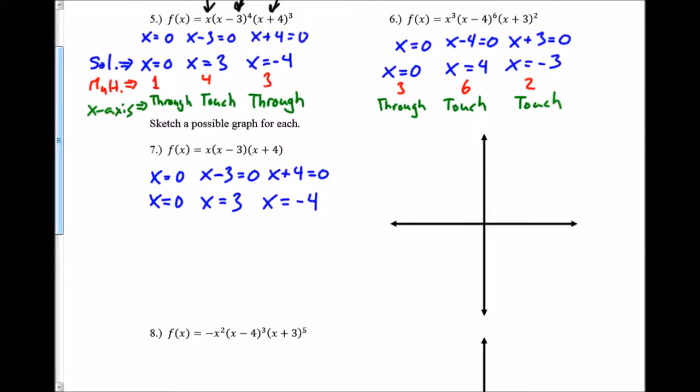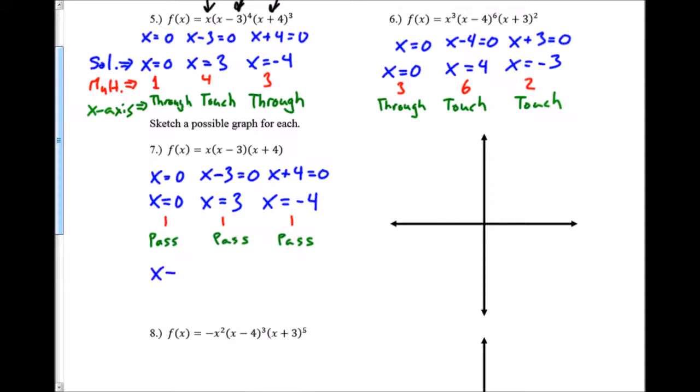All right? And now again, I'm going to list the multiplicity. The multiplicity of each of these is 1. They're all raised to the first power, which means all of these are going to pass through the x-axis. Okay? So each of these, I'll write "pass" here for passes through, instead of writing through each time. So it'll be a little bit shorter. So each of these is going to pass through. And then the only other thing I need to graph this thing is the end behavior.